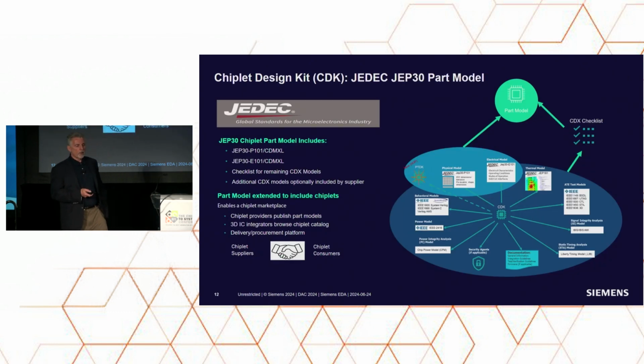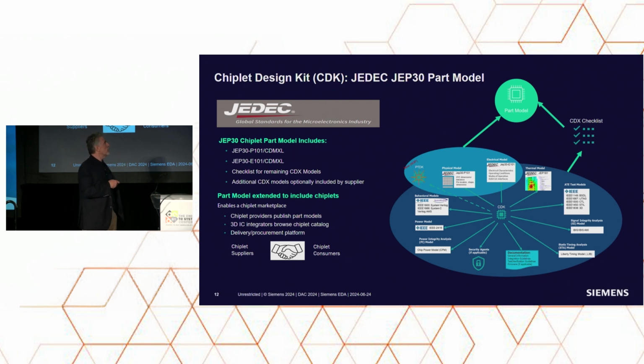Okay, so now I'm going to talk about the JEP30 part model. So I talked about the CDK, and they are synonymous, but there is a subtle difference. So strictly speaking, the physical model and the electrical model, those are the JEDEC standards. Those are by definition what needs to be included in the JEP30 part model. All the other views that I talked about are necessary.